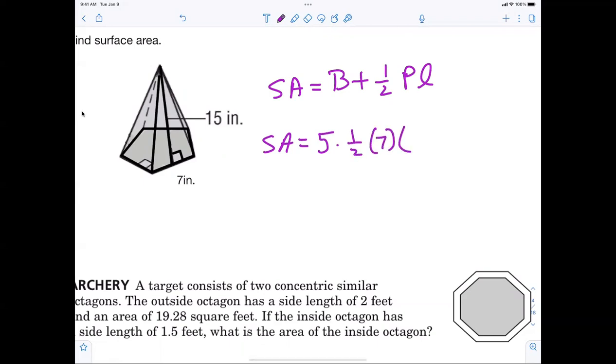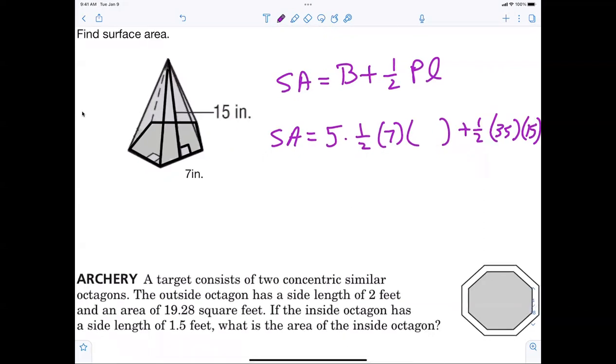7. Uh-oh. I need to calculate the height. But I know 1/2. What's the perimeter? What's the perimeter of the base? 35. What's the slant height? 15. All right, so now we're going to calculate the height. So I'm going to draw it in here. Try to anyway. Let's draw it in here.